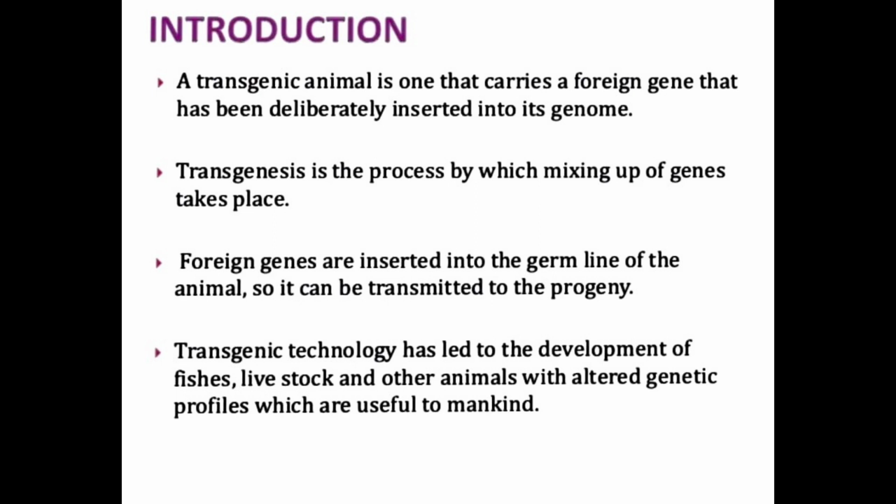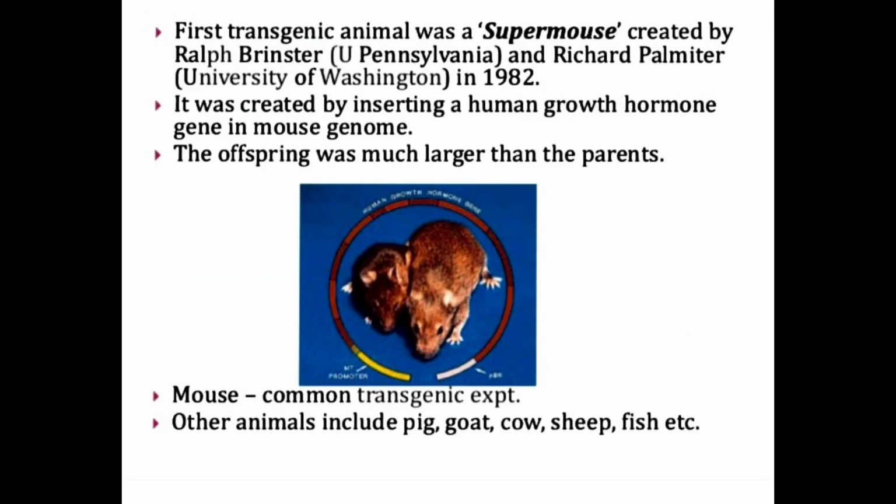to mankind. The first transgenic animal was a super mouse created by Ralph Brinster, University of Pennsylvania, and Richard Palmiter, University of Washington in 1982. It was created by inserting a human growth hormone gene in the mouse genome. The offspring was much larger than the parents as shown in the figure.